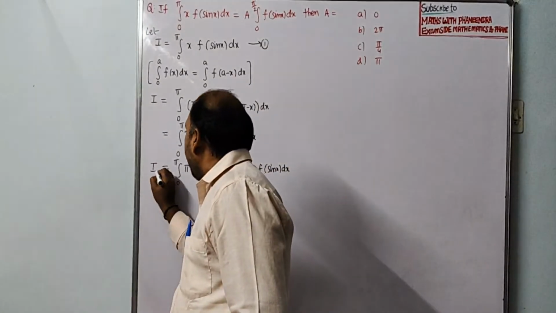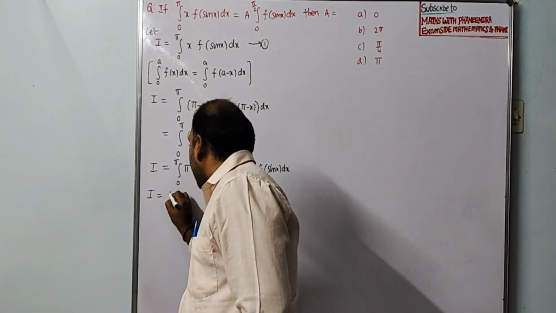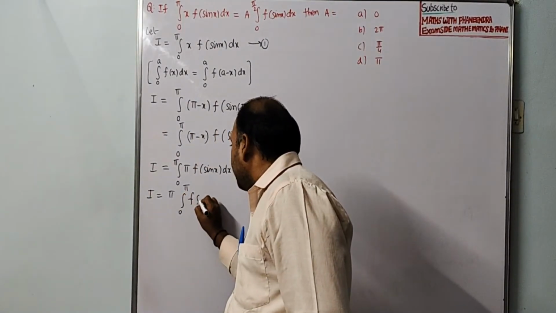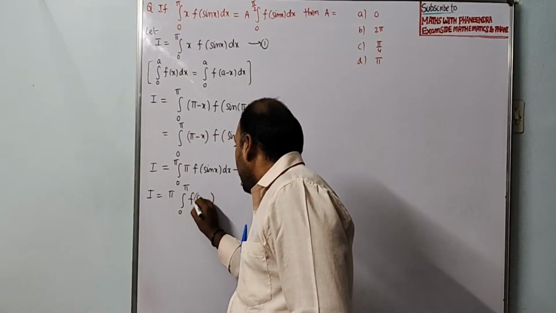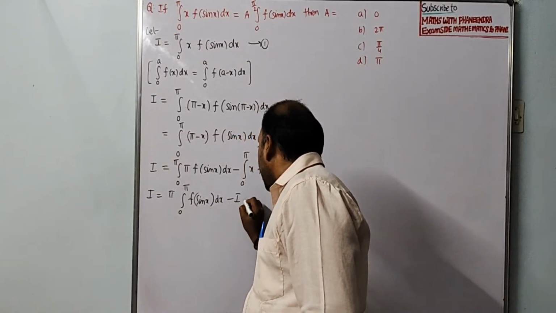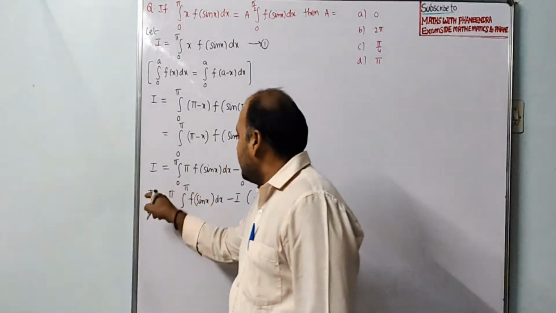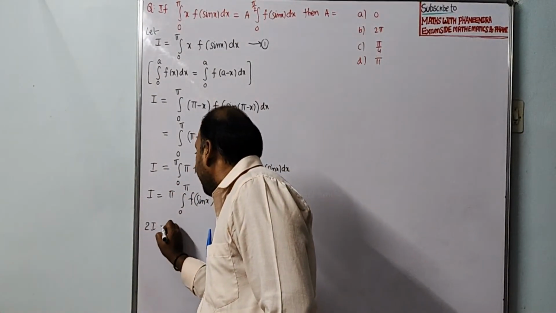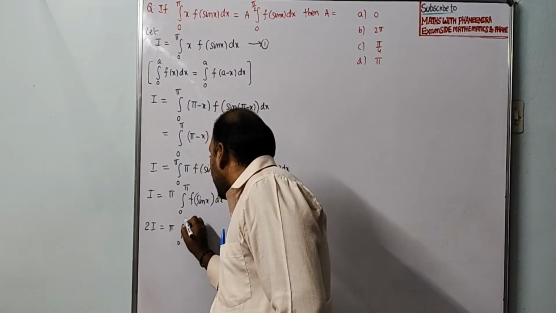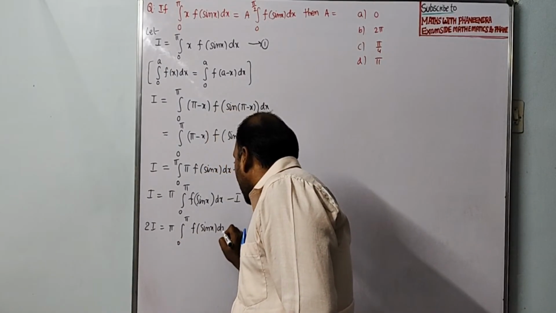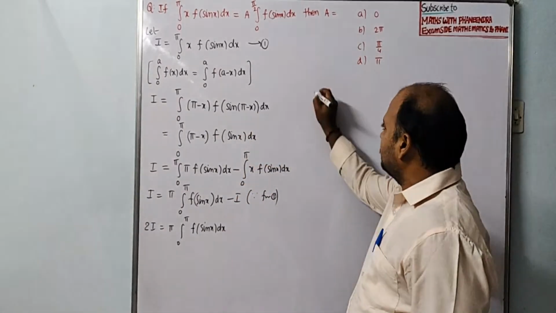So here, I equals pi, a constant, brought outside the integral from 0 to pi of f of sin x dx, minus I, since from equation 1, minus I. Bring this to the other side, it becomes 2I equals pi times the integral from 0 to pi of f of sin x dx. This is the deciding factor, dear students.